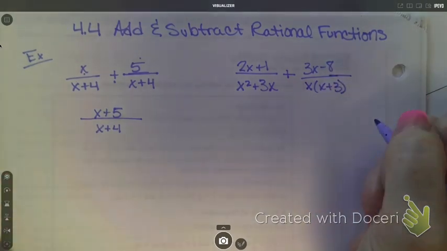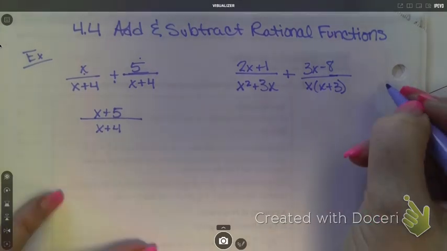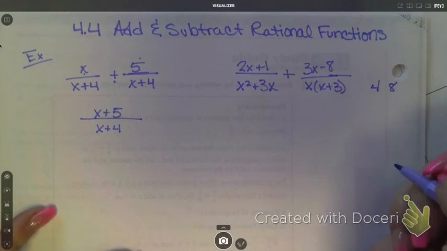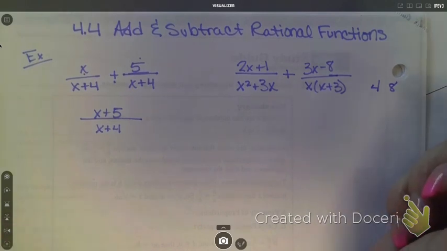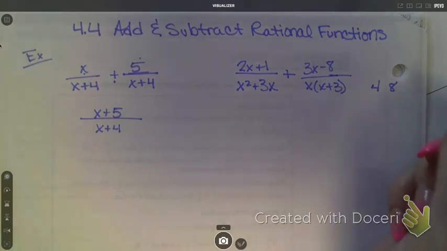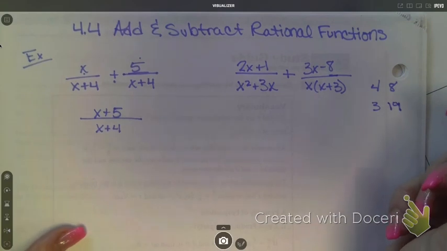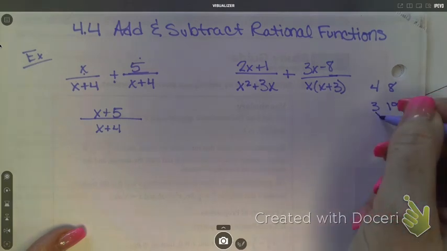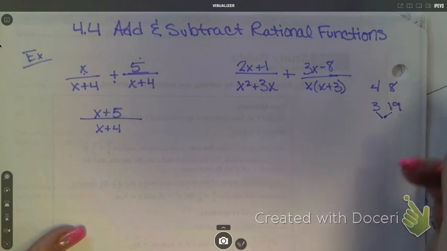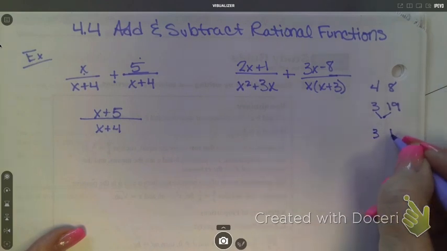So this is easy. A least common multiple means it's the smallest multiple of the number, right? So if I had 4 and 8, what's the least common multiple? 8. Multiple, bigger, correct. What if I had 3 and 19? You would have to take 19 times 3, correct? Okay. But what if I had 3 and 18?